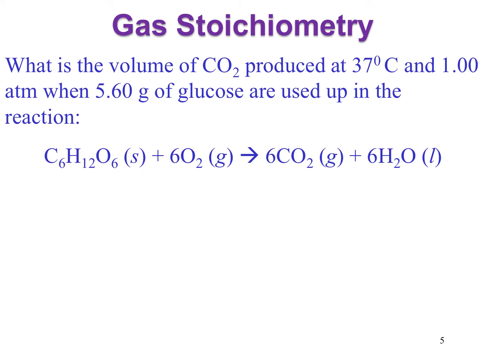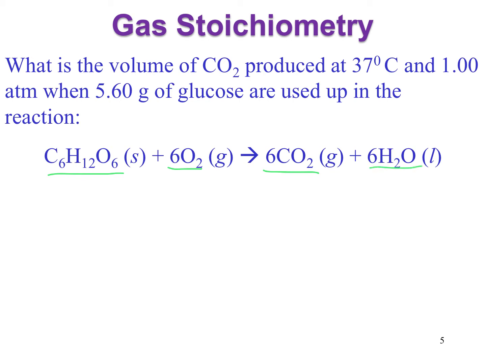Gas stoichiometry. What is the volume of carbon dioxide produced at 37 degrees Celsius and 1 atmosphere when 5.6 grams of glucose, C6H12O6, are used up in the following reaction? Glucose, C6H12O6, plus 6 oxygens, O2, yield 6 carbon dioxide, CO2, and 6 waters, H2O.